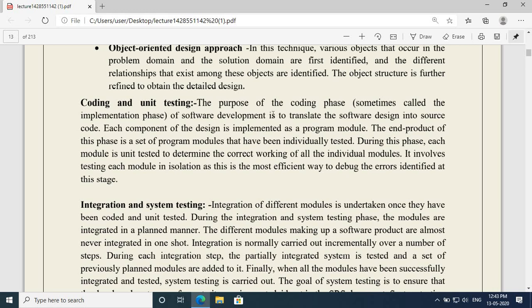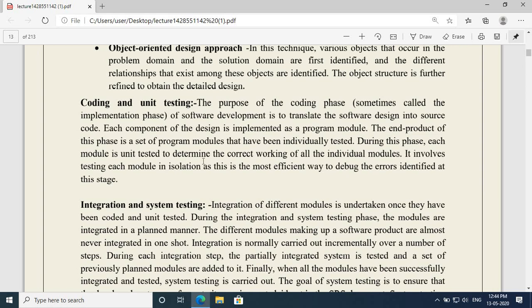And what is the outcome of the coding phase? One full-fledged programming module. After developing a full program module, that program module can be unit tested. What is the main aim of testing? Testing means finding out the errors present in the programming module.